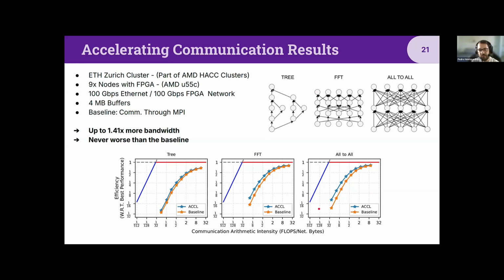So the key takeaway we can bring from these graphs is that for the most communication bounded, we could get up to 41% more bandwidth compared to the baseline. And when we go more computation bounded, ACCL is never worse than the baseline.